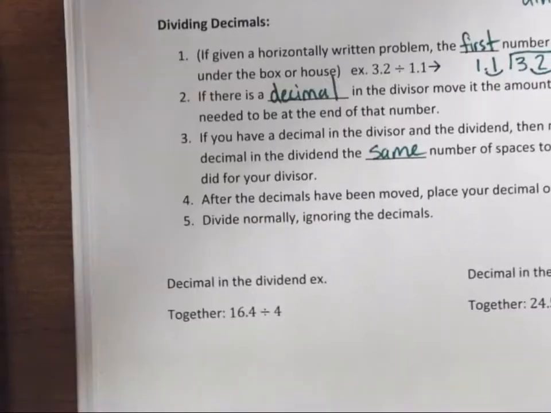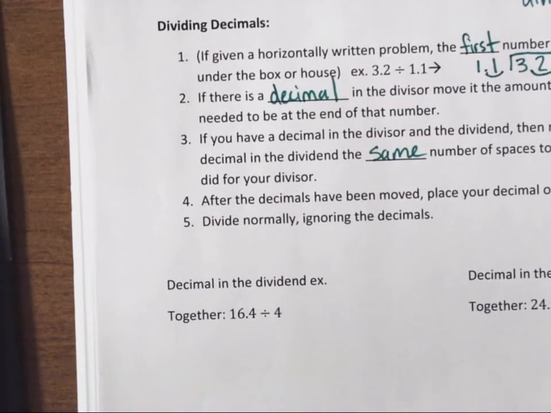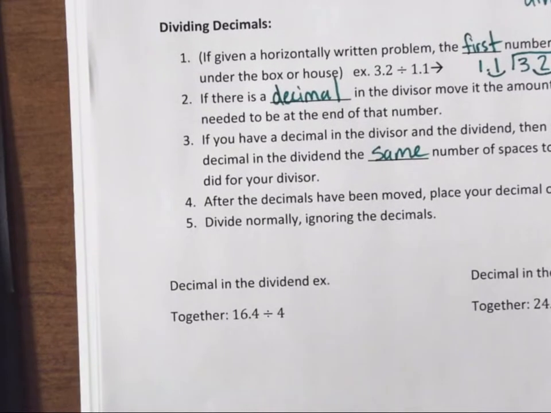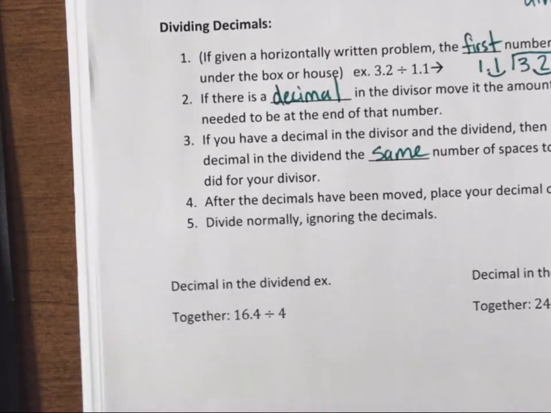Opposite of multiplication, when we multiply decimals, you have to multiply first and then take care of the decimal at the end. Well, when we divide by a decimal, you have to take care of the decimal before we start the problem, and then after that, you just divide straight through. So let's do two examples together.